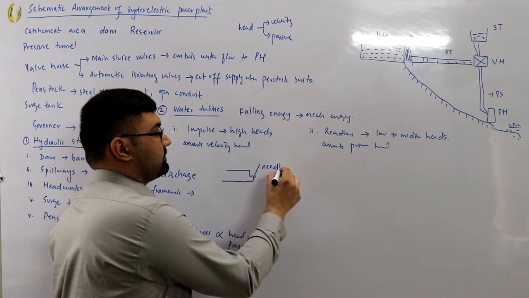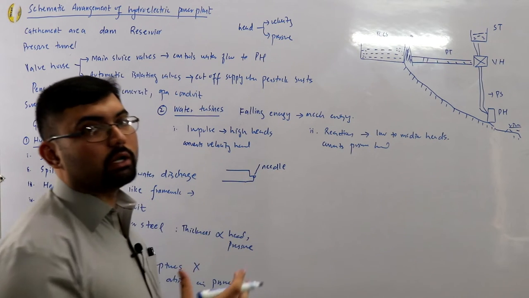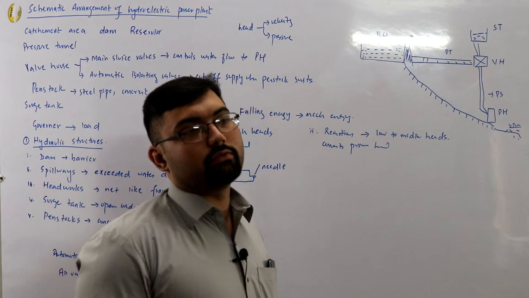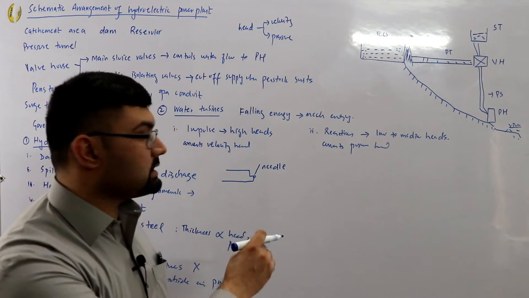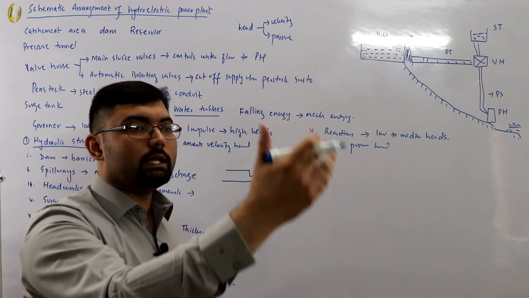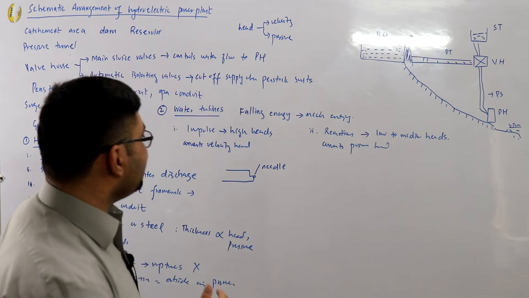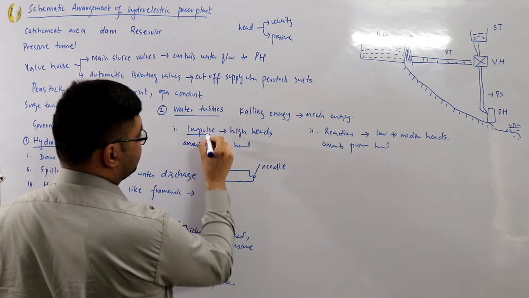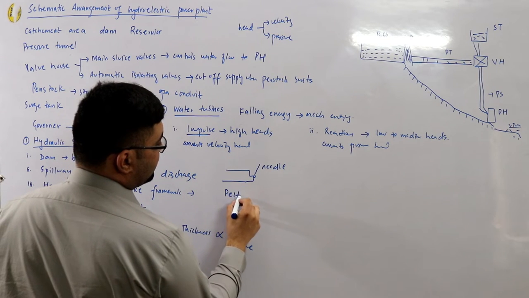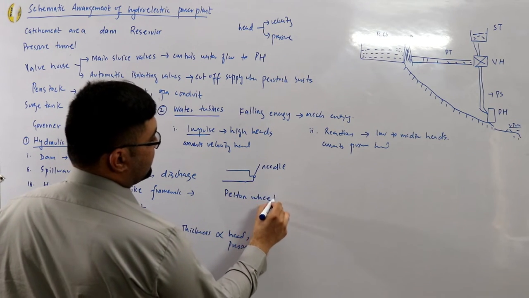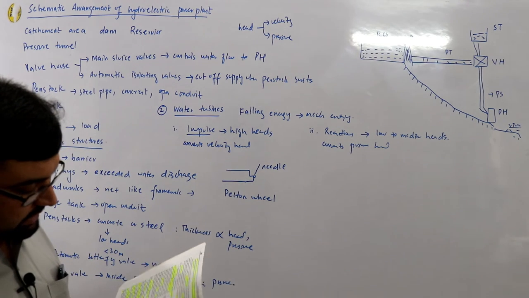This needle would control the water flow. When more water is required, the needle is withdrawn. When less water is required, the needle is inserted back, and you have governors for this. The Pelton wheel is an impulse turbine.